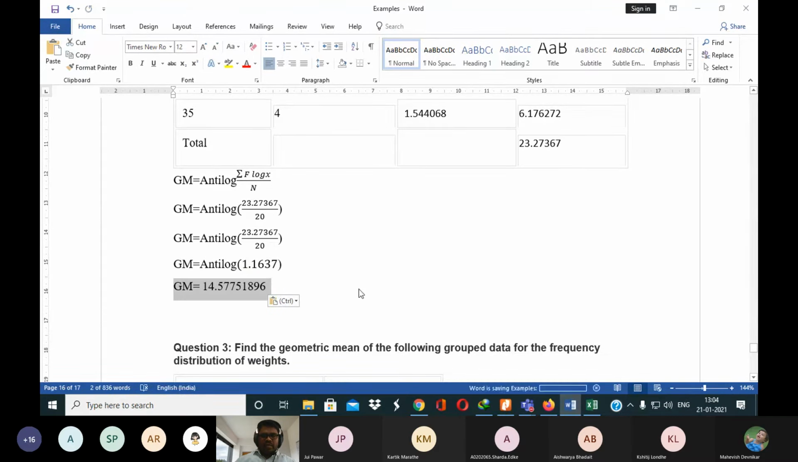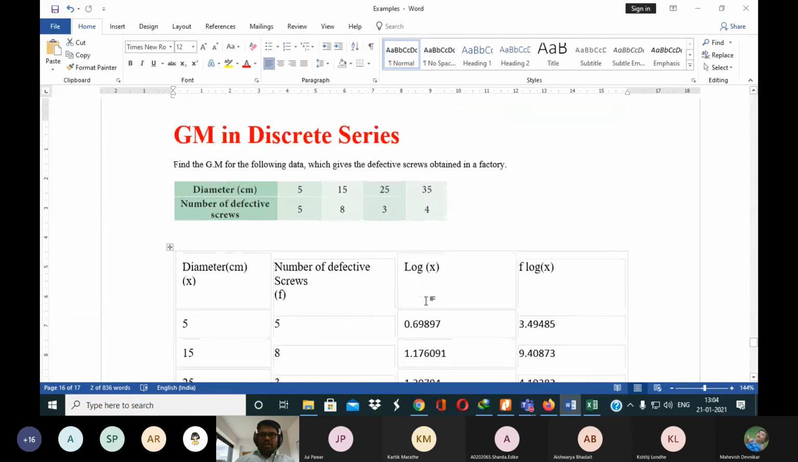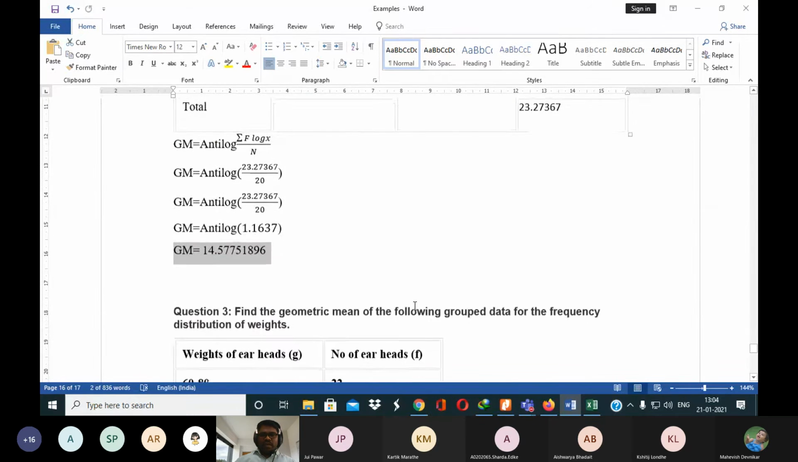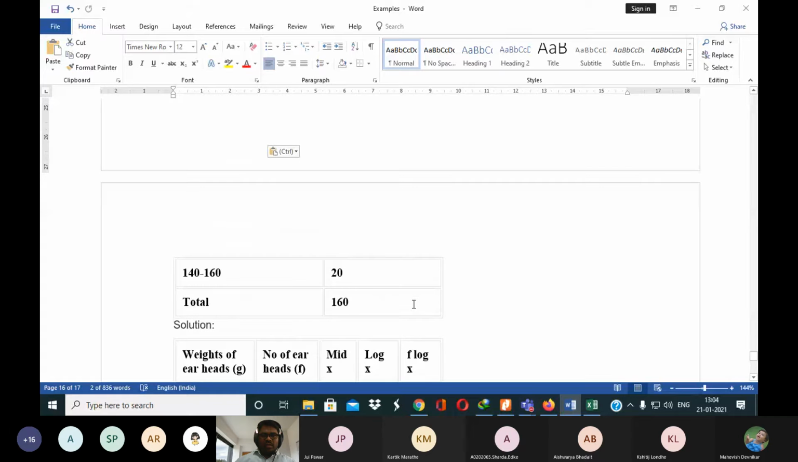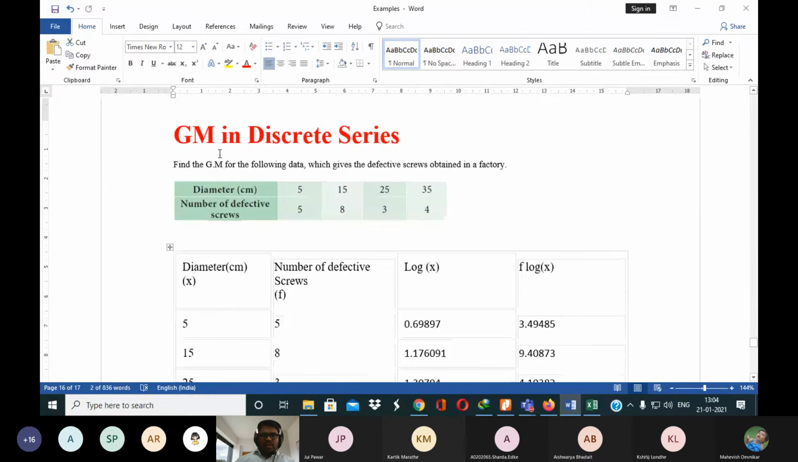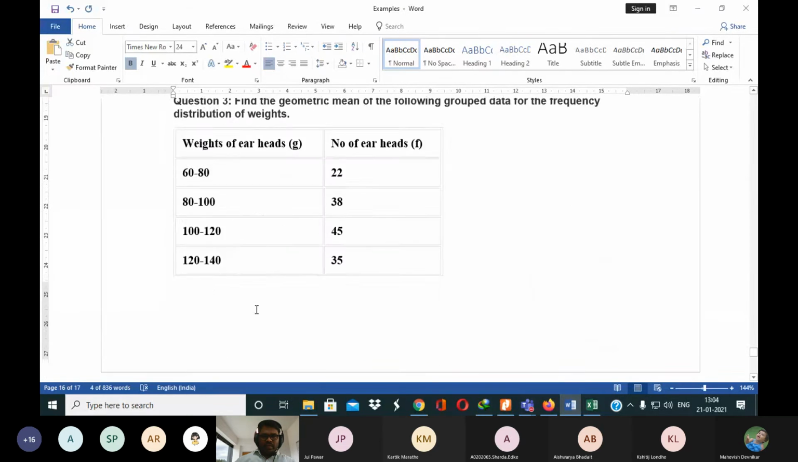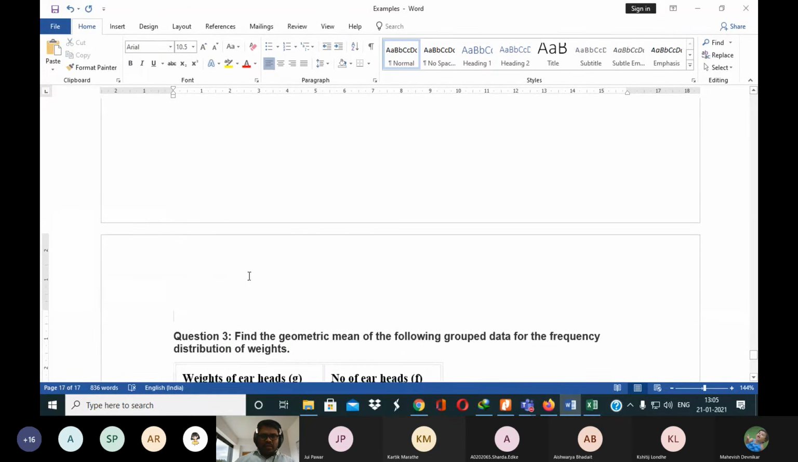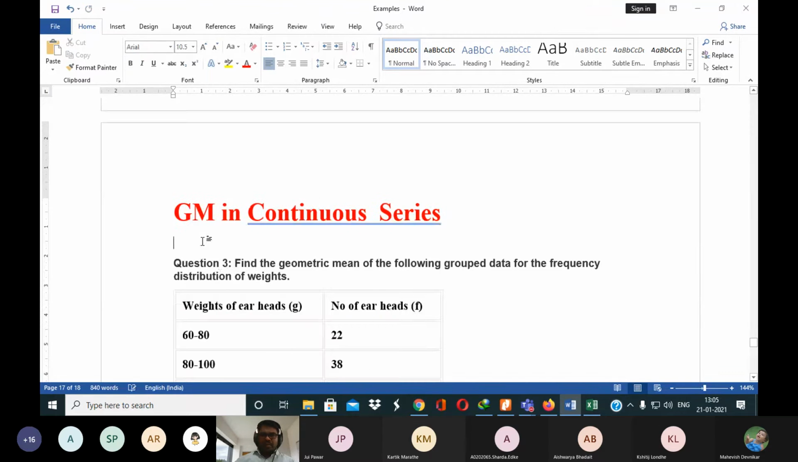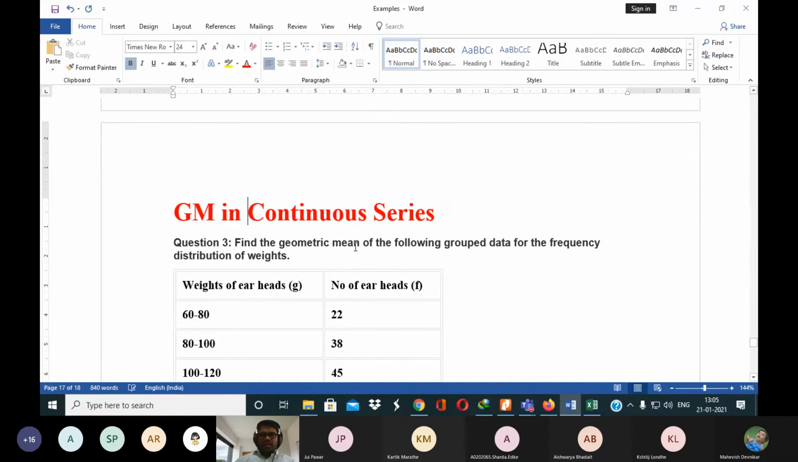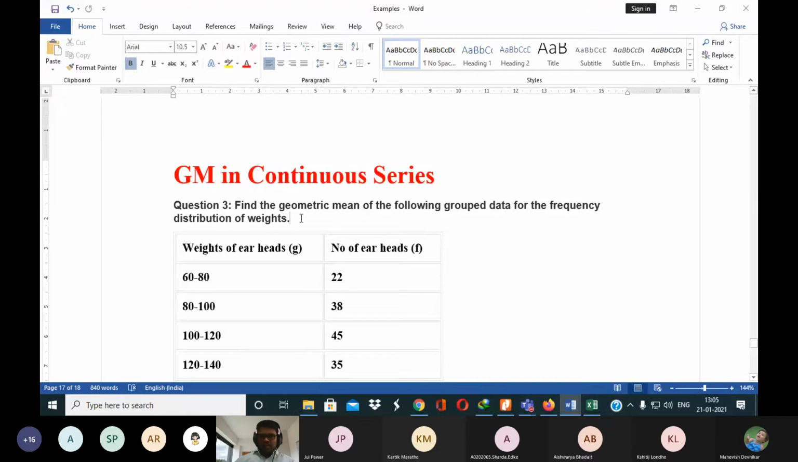Okay, in this way we can calculate the geometric mean in the discrete series. In a similar way we can calculate the geometric mean in the continuous series. So here I will write the geometric mean in continuous series. Is it clear to all of you how we can calculate the geometric mean in the discrete series? Okay, so here this is the example, the question.